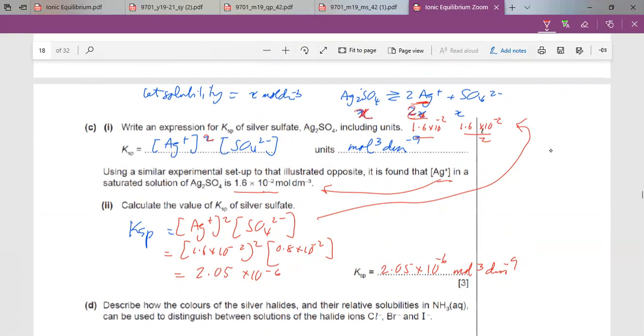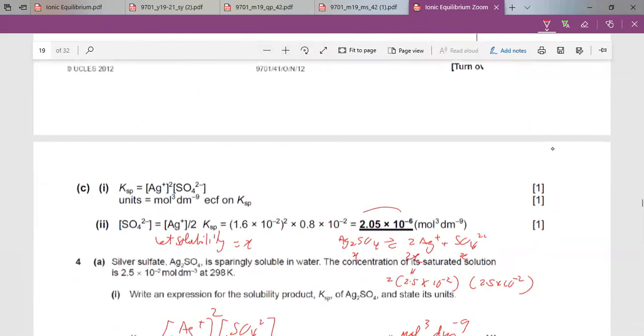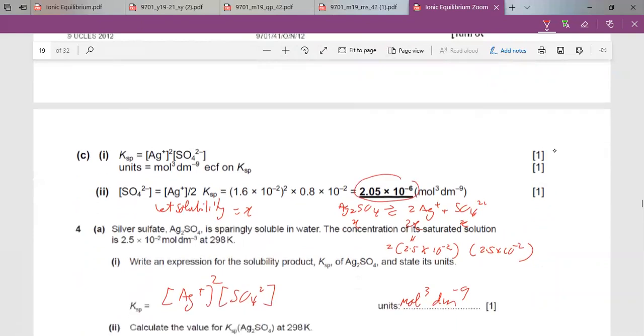X is what dissolved, so it's 2x here, x here. Is that clear? So it's x here, so it's half here, right? So it's 1.6 here, and because it's half of this, 0.8. So it's this one here, 2.05 to the power minus 6. You can see here. So very important, right?